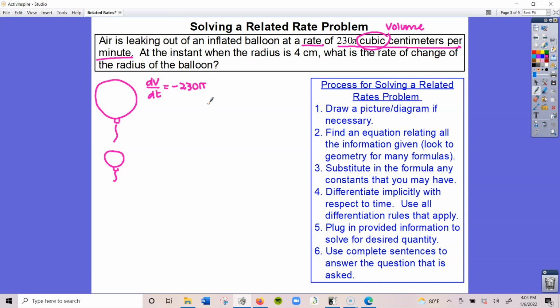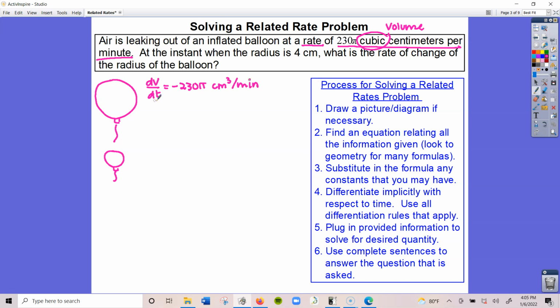Remember what we've done with derivatives. If the derivative is negative, that means that the function is decreasing. If the derivative is positive, that means that the function is increasing. Since this represents the derivative of volume, and the volume is going to decrease, that derivative will be negative. So dV/dt is equal to negative 230 pi cubic centimeters per minute.